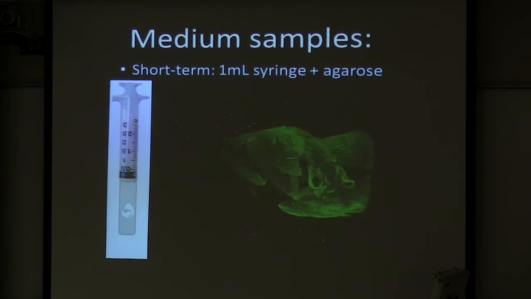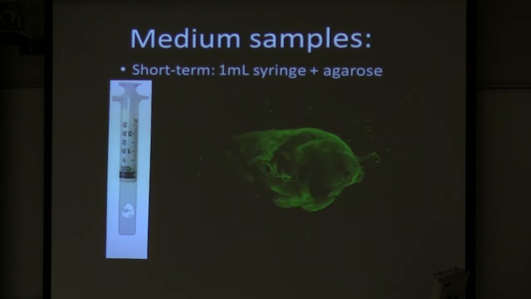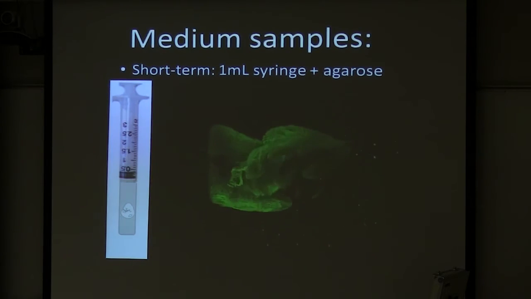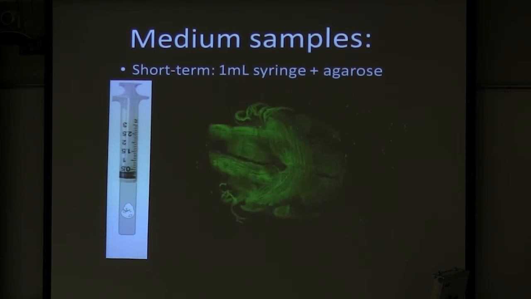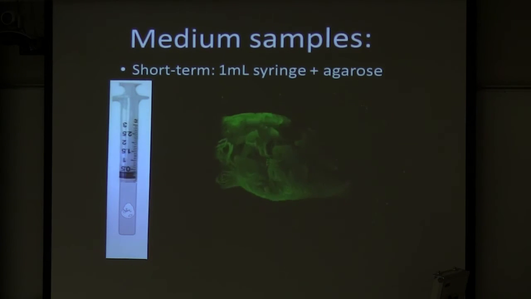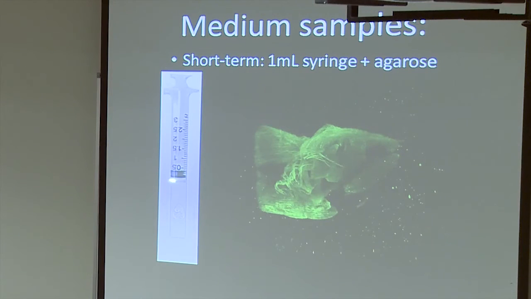Right. So now if we have a medium-sized sample, similar to that salamander head that I showed you earlier, it's not going to fit in one of those glass capillaries. That FEP tubing comes in a bunch of different sizes, so that's a possibility. But another option is just to take a 1 ml syringe and cut the tip off of it so that you've got a nice wide diameter here.